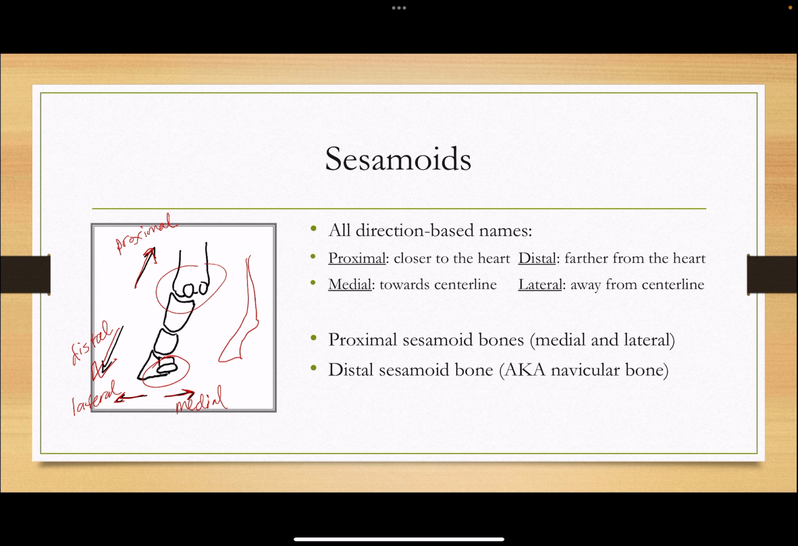Then to differentiate between the proximal sesamoids, since there are two of them, there is the medial proximal sesamoid bone and the lateral proximal sesamoid bone. Pretty easy so far, so let's continue.